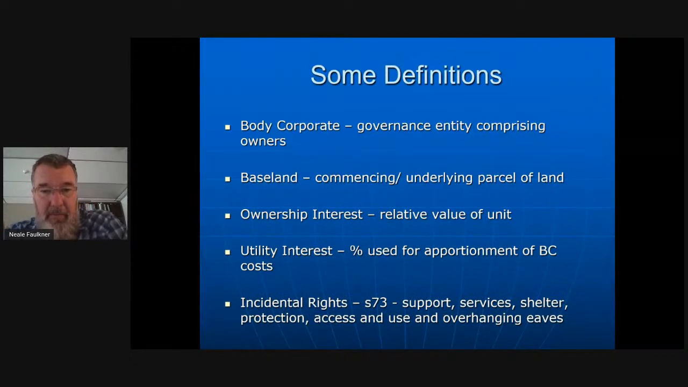Incidental rights. This was one of the questions that I had before the webinar began. Incidental rights is a wonderful one of the bonuses of unit title subdivisions. It's under section 73, and it basically says that in a unit title development, you don't have to create easements for any sort of support or services or access or overhanging eaves and all of those sorts of things, as you would in a fee simple one. They're all covered under the incidental rights provision in the Unit Titles Act.